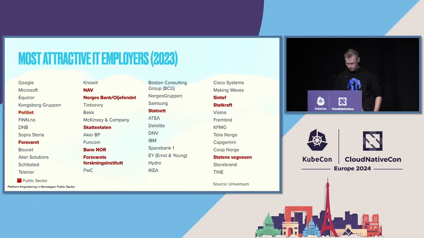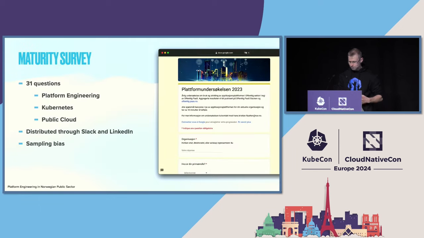Which brings us to the survey. The survey consisted of 31 questions, ranging from general questions about platform engineering, questions about Kubernetes, and also adoption of public cloud. It was primarily distributed through our Slack workspace, the Public Pass workspace, as well as LinkedIn. So we do know that there exists some sampling bias here. Those who have answered the survey are primarily the ones that are quite positive and are actually working with platform engineering and have already adopted it. So we need to keep that in mind when interpreting the results here.